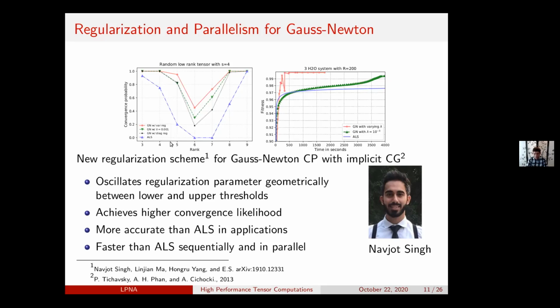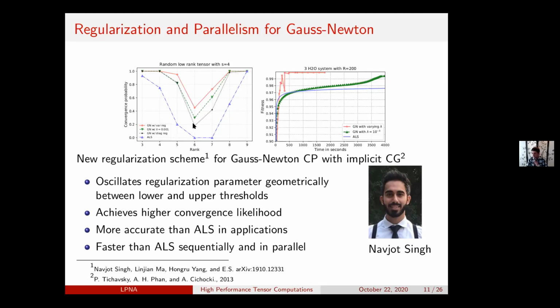It turns out that where the rank is in this middle regime of 6 and 7, even if you use hundreds of iterations of ALS, there's a 0% probability of convergence, or at least 0 of 100 that we tried converged. While if you use Gauss-Newton, half of them converge to the right answer for these cases. And if you use Gauss-Newton with this varying regularization scheme, we do get better. So this is half, and here was 20%.